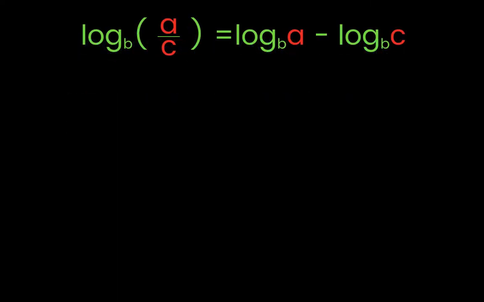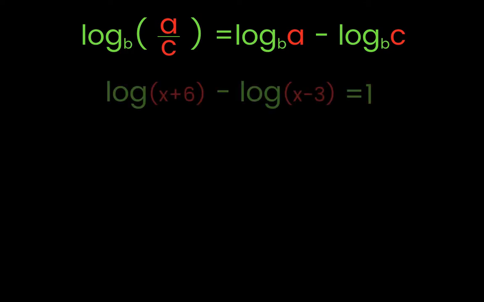Here's the quotient property, which is log base b of a over c equals log base b of a minus log base b of c. You'll notice that I have a specific part of my term highlighted, because the highlighted part indicates my a and my c.